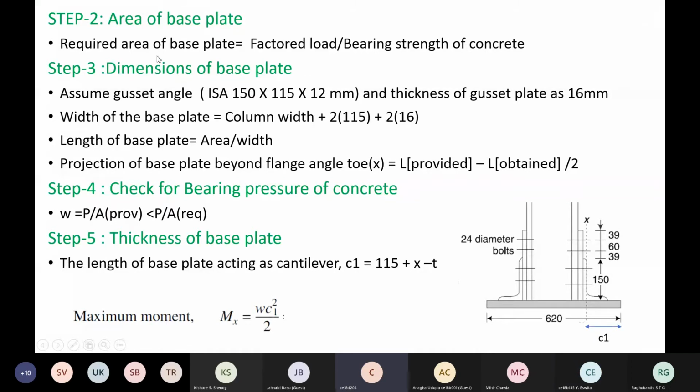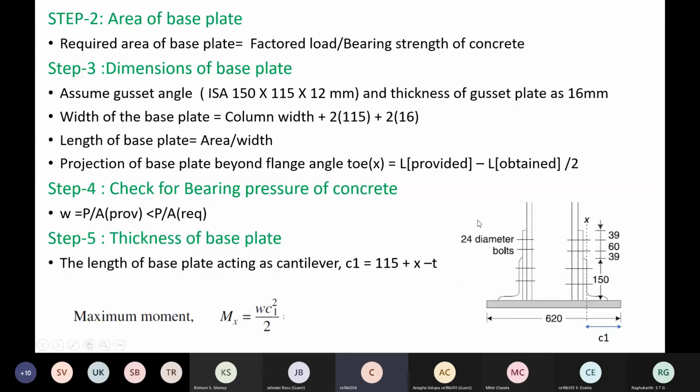Once we know the total area, we'll find out what dimensions are required. Since it's a gusset base, we are providing some angle on it. We are assuming the gusset angle as ISA 150 by 115 by 12 mm, and assuming the thickness of the gusset plate as 16 mm. You can take whatever angle, whether equal or unequal. Based on that, we'll calculate the dimensions of the base plate. Here I am assuming ISA 150 by 115 by 12 mm.